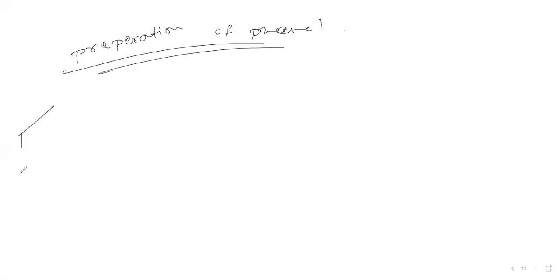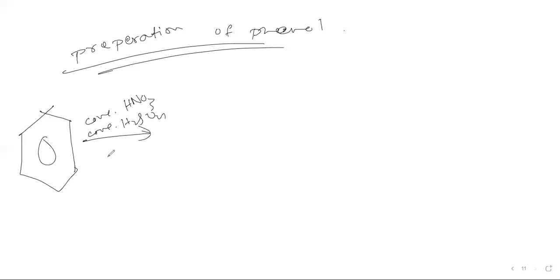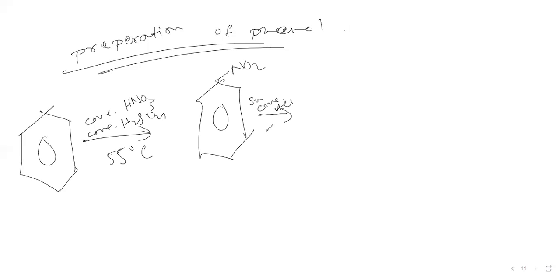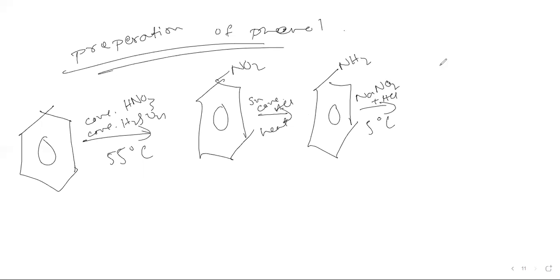But actually the preparation of phenol is in this way. At first, benzene reacts with concentrated HNO3 with concentrated H2SO4 at 55 degrees centigrade. Okay, now we have a nitro group. Then, when added with tin with concentrated HCl, and heat is applied, we get our phenylamine. Now further, when we add sodium nitrite, NaNO2, with HCl at 5 degrees centigrade, we get what? I'm sorry for the drawing.